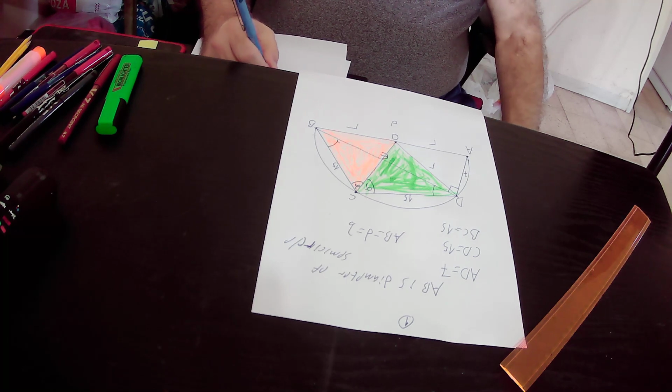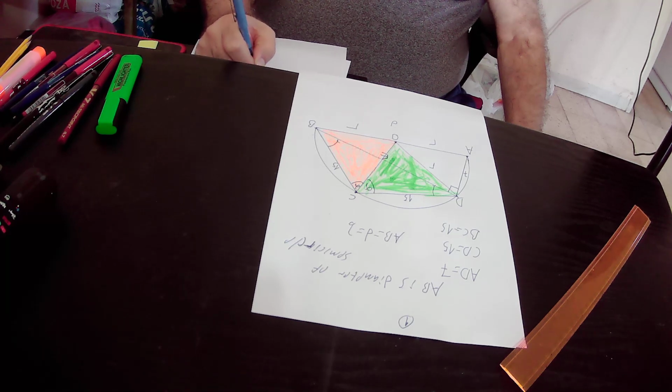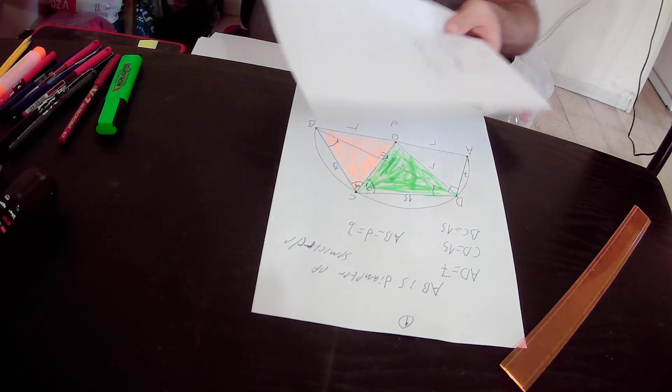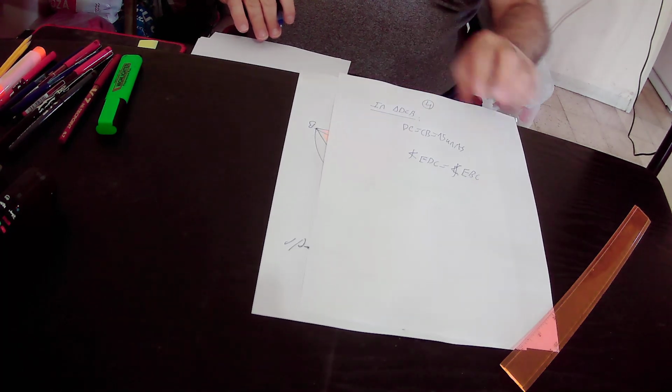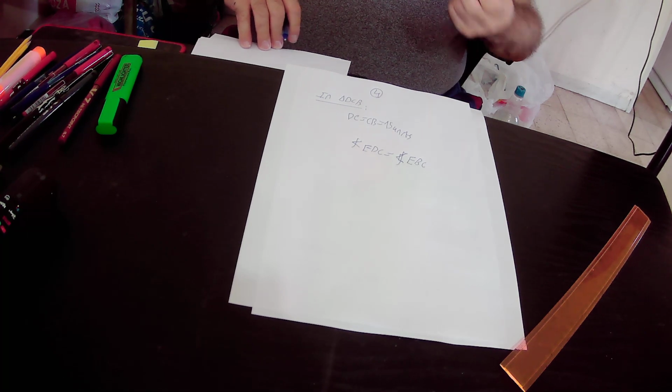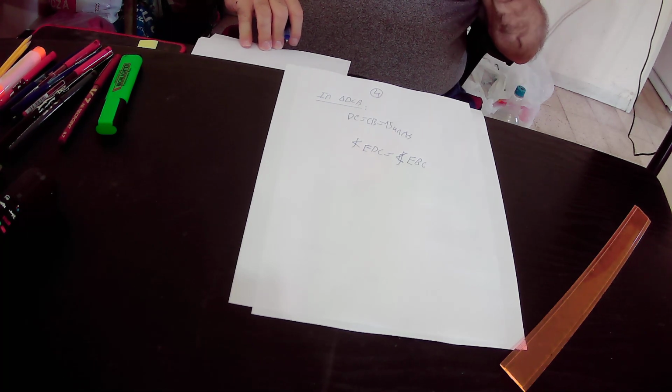Angle EDC equals angle EBC. So in triangle DBC, angle EDC equals angle EBC according to the rule that in front of equal sides there are equal angles.